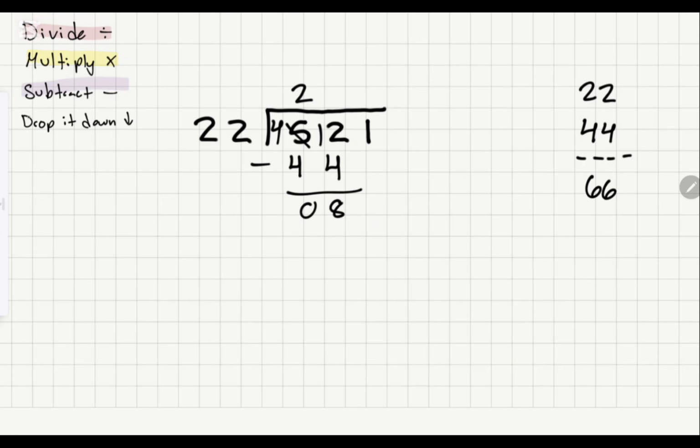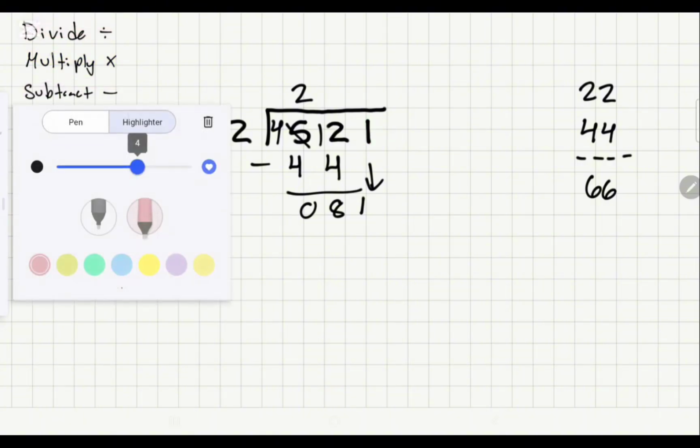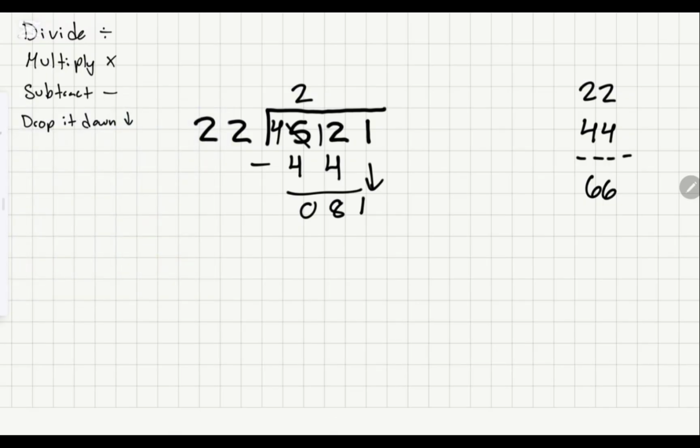Then I have to drop it down. So I have not used this 1 yet. So I know that I have to drop it down and bring it right here. So now we have 81. Now I have to see how many times... I'm going to erase my highlighter actually. All right, so now we have to divide. So I'm going to divide 22 and 81.